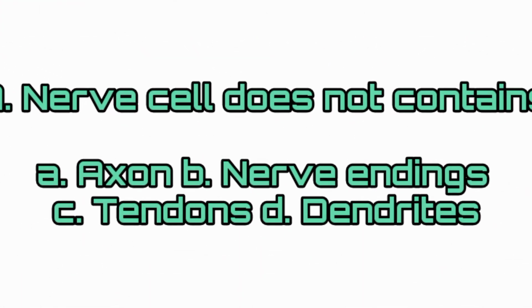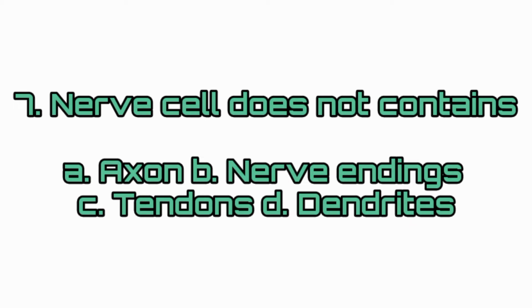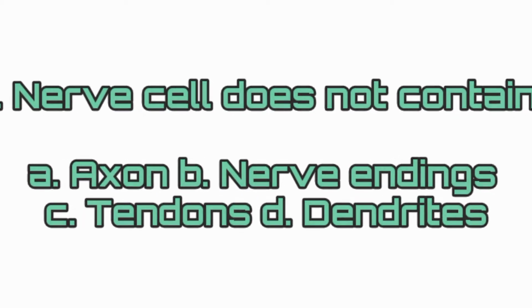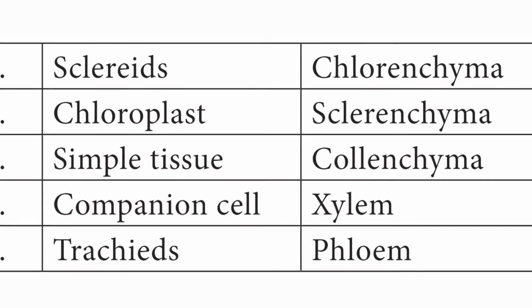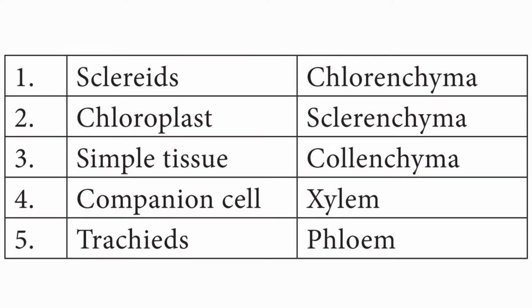Question number 7. Nerve cell does not contain answer option C, Tendons. Match the following. Column A and column B are given. In column A, sclerites, chloroplast, simple tissue, companion cell, tracheids are given. In column B, chlorenchyma, sclerenchyma, collenchyma, xylem, phloem are given. They are shuffled. We have to match it correctly.